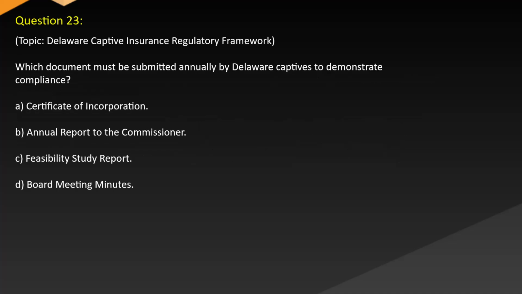Question 23. Topic: Delaware Captive Insurance Regulatory Framework. Which document must be submitted annually by Delaware captives to demonstrate compliance? A, certificate of incorporation. B, annual report to the commissioner. C, feasibility study report. D, board meeting minutes.